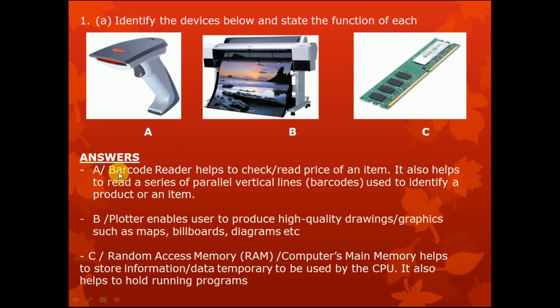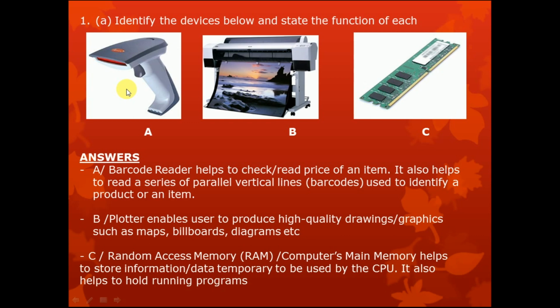The first one, which is the barcode reader, helps to check, read prices of an item. It also helps to read a series of parallel vertical lines, that's barcode, used to identify a product or an item. So the barcode reader, mostly when you go to the shop or a supermarket where they are selling products, they have this scanner that they hold to scan the barcode of the product.